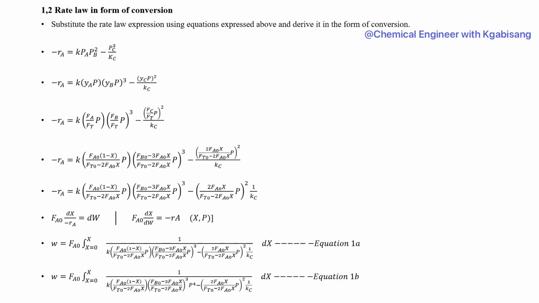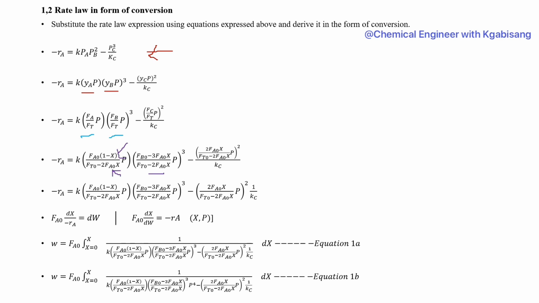We said the rate law can be expressed in the form of partial pressures. We've derived PA in the form of YA and P, so we can substitute, and we've also derived PB in the form of YB and P. We can also further substitute YA, because it was expressed in the form of FA and FT, and YB can be expressed in the form of FB and FT. We know that FA can be expressed in the form of conversion, and also FT can be expressed in the form of conversion. So you can do this for B as well.